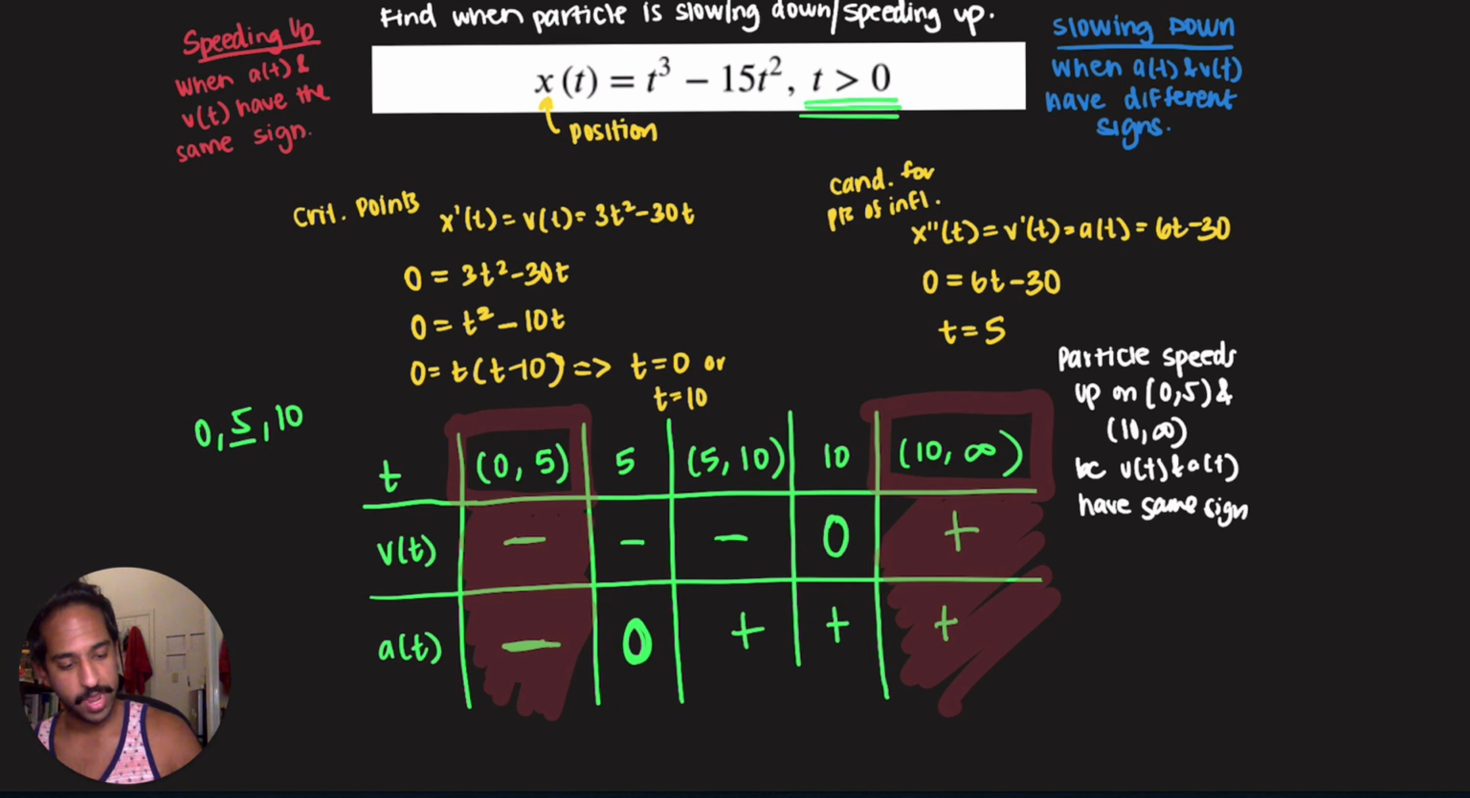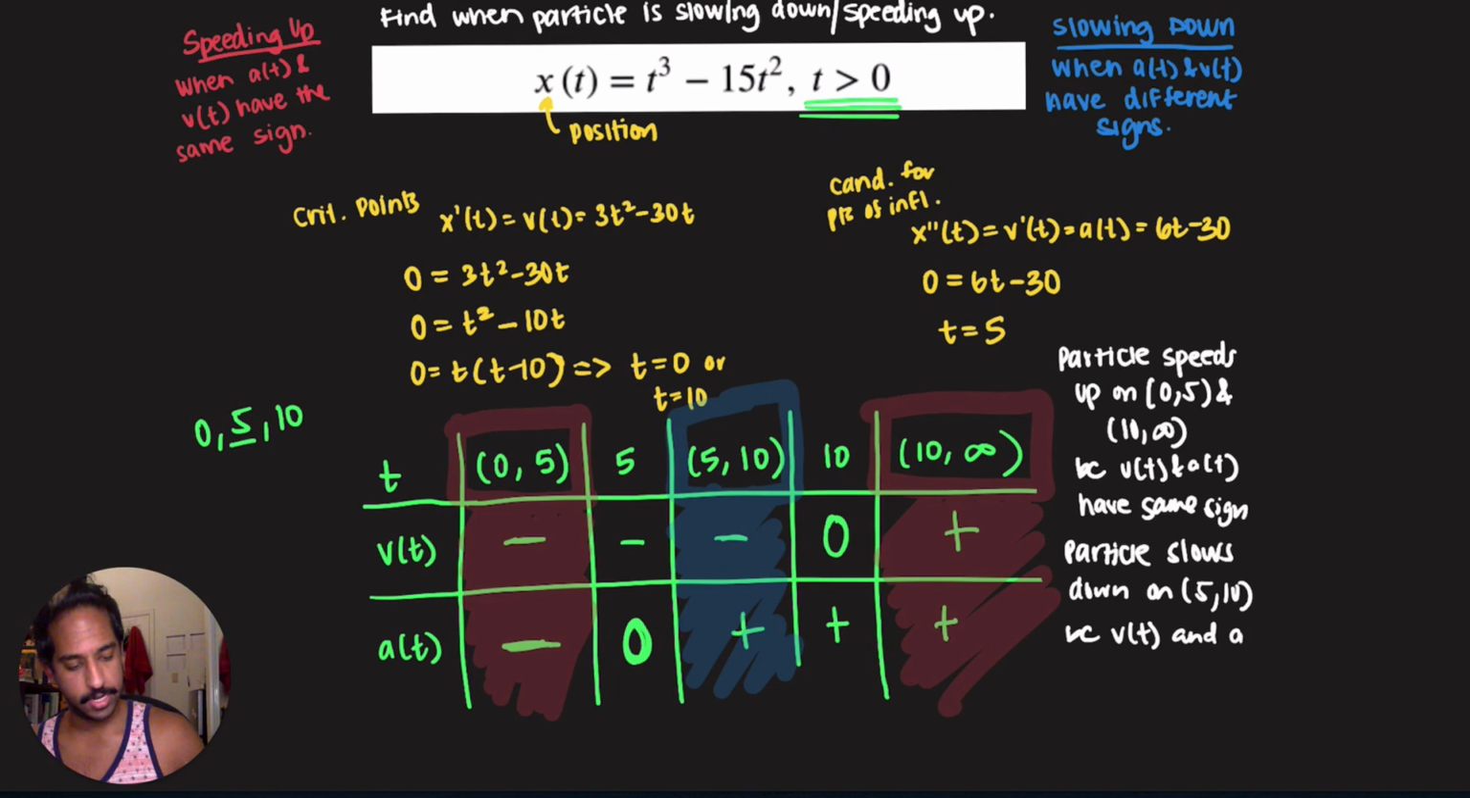Now, what about when it's slowing down? We know it's slowing down when they have different signs, and I see that happening here. And so we will name that the particle slows down on this interval. It's the only place, 5 to 10, because v of t and a of t have different signs. And there we are. That is how we determine whether or not a particle is slowing down or speeding up.